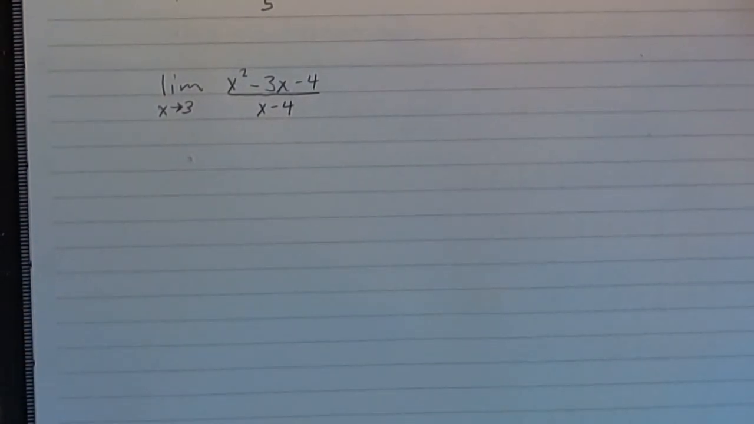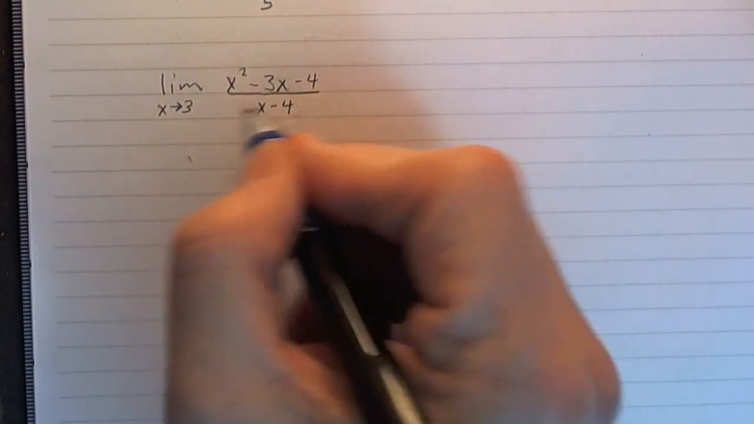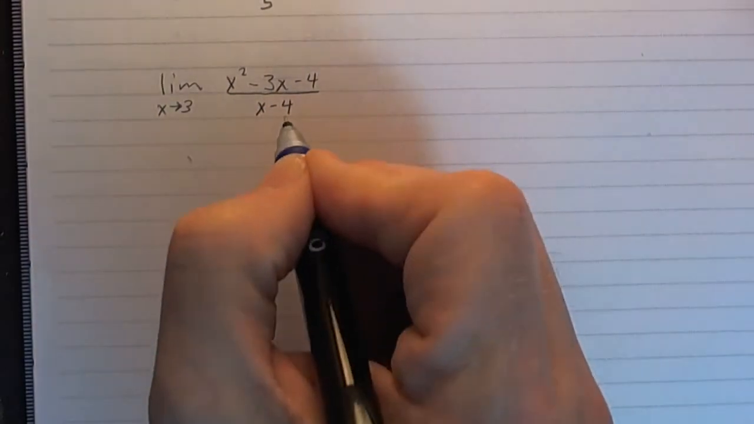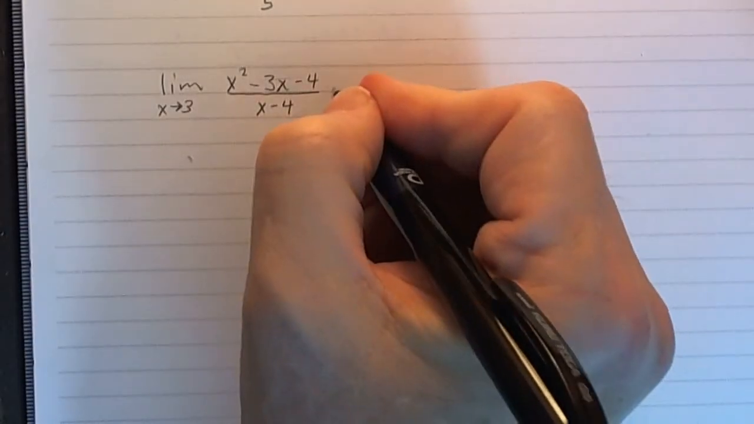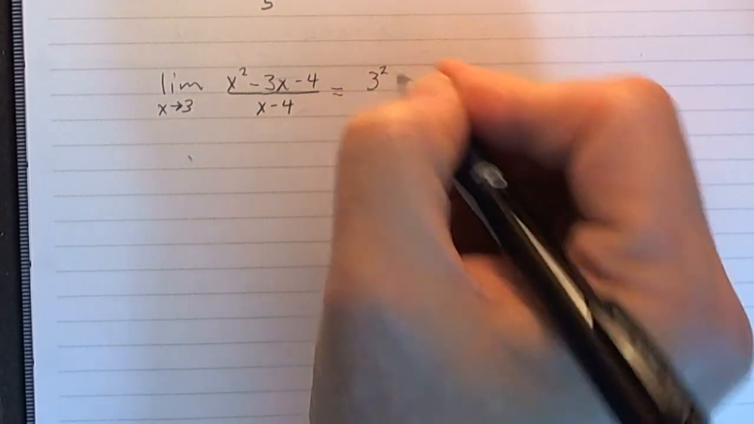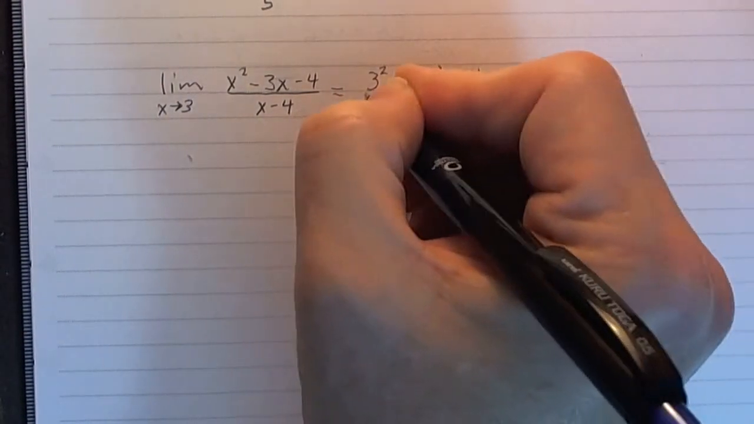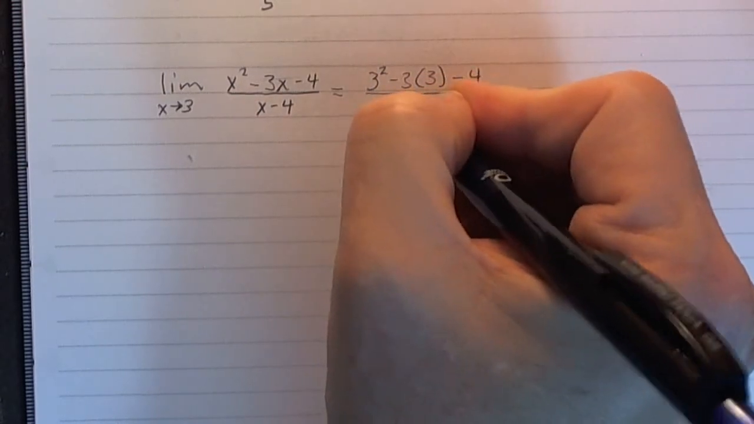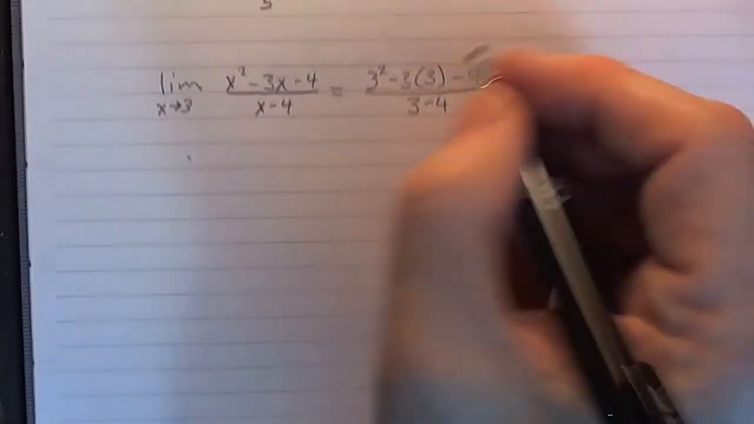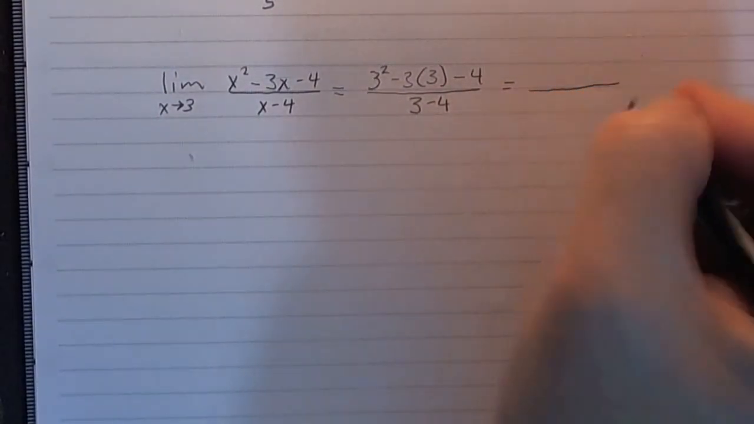So remember, one of the properties of limits was we can just look at the limit of the top over the limit of the bottom as long as the limit of the bottom is not 0. So let's see if this works. In other words, what I'm going to do is just try plugging in and see if I get a number. So here I go. I've got 3 squared minus 3 times 3 minus 4. Okay, that's the top. Now on the bottom, I've got 3 minus 4. So far so good. There's not a 0 on the bottom, so that's nice. The bottom is going to be negative 1.